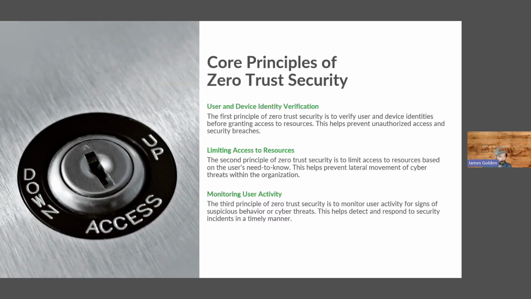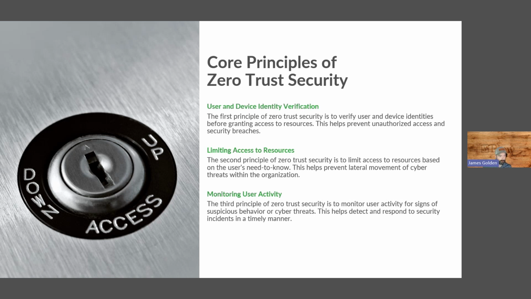Limiting access to those resources. Second principle is to limit access to resources based on the user's need to know. This helps prevent lateral movement of cyber threats in an organization. This is just going back to least privilege. You should only have access to data that you actually need access to and nothing else. The beauty of these kinds of models is, as part of the engagement, there is a criticality assessment for applications and data that allows us to set certain standards. So your more sensitive information, for example, may have a higher standard of access than your lower ones, something not really possible in the older models.